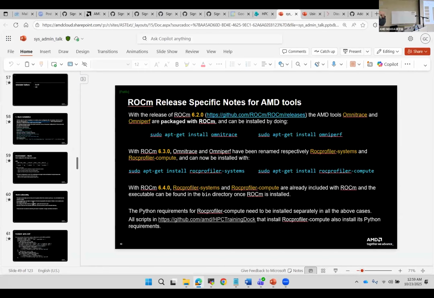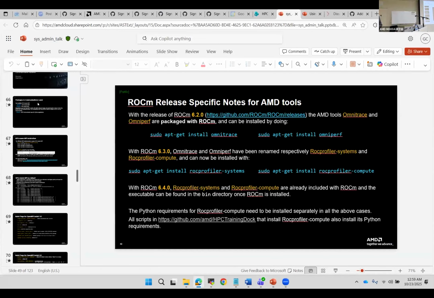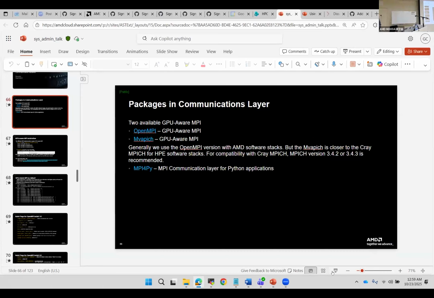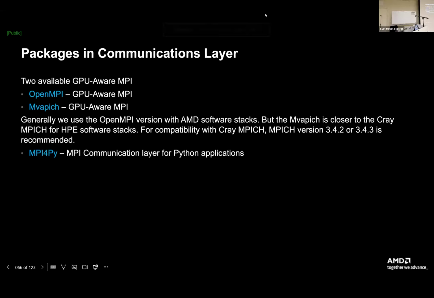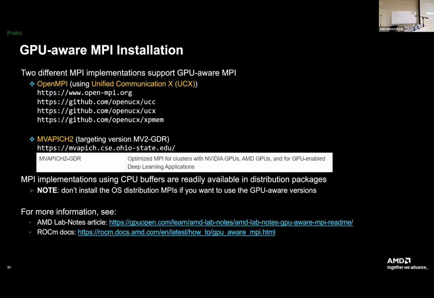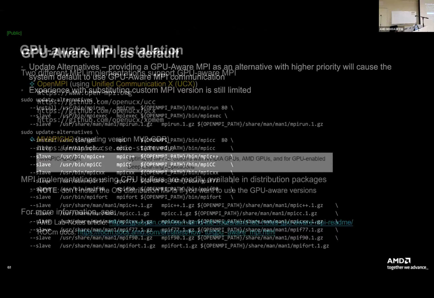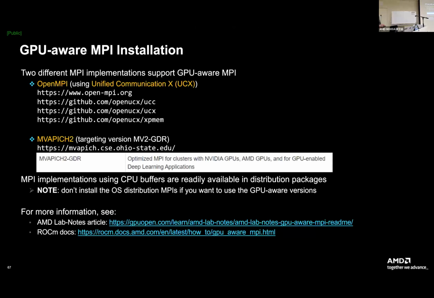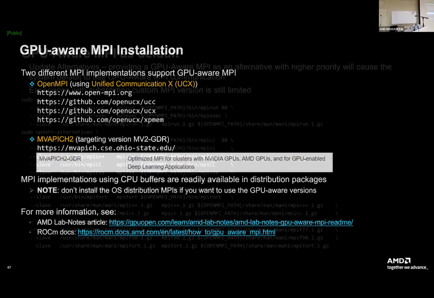So later versions of ROCm will install the tools without having to do anything special, but they still are missing the Python packages. So let's go into OpenMPI. We had some questions on that. OpenMPI is actually kind of hard to install. And we've got MVAPICH and OpenMPI. We only install OpenMPI on Ubuntu.